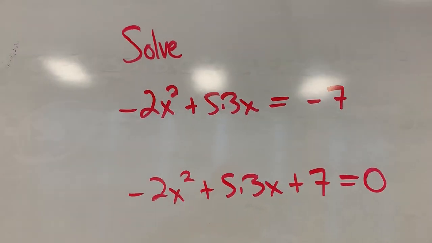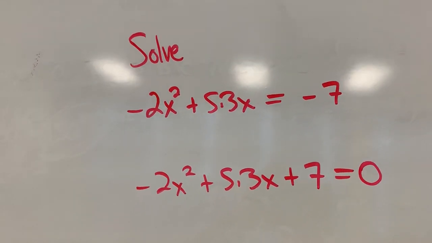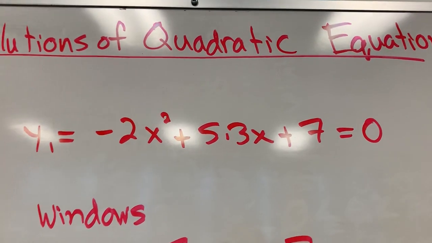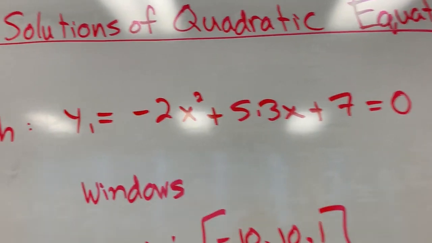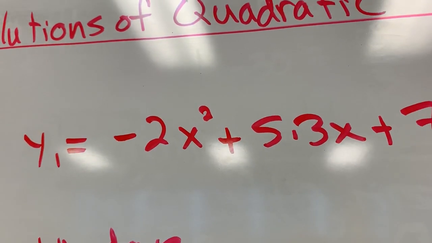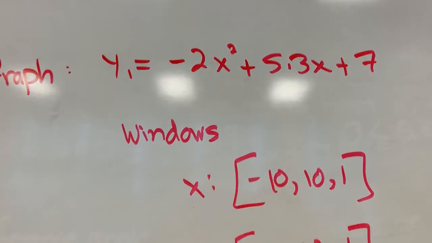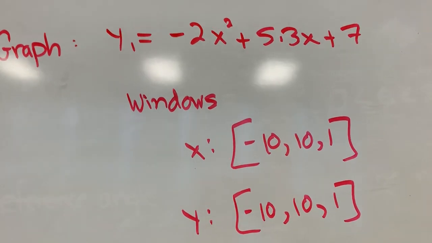And if that's the case, my best method to solve it graphically is just to graph that parabola. So in other words, graph y1 equals negative 2x squared plus 5.3x plus 7. And we won't have equals 0, we're just graphing that parabola. We decide what the windows need to be based on how big this parabola is, but in this case the usual default window settings are just fine.